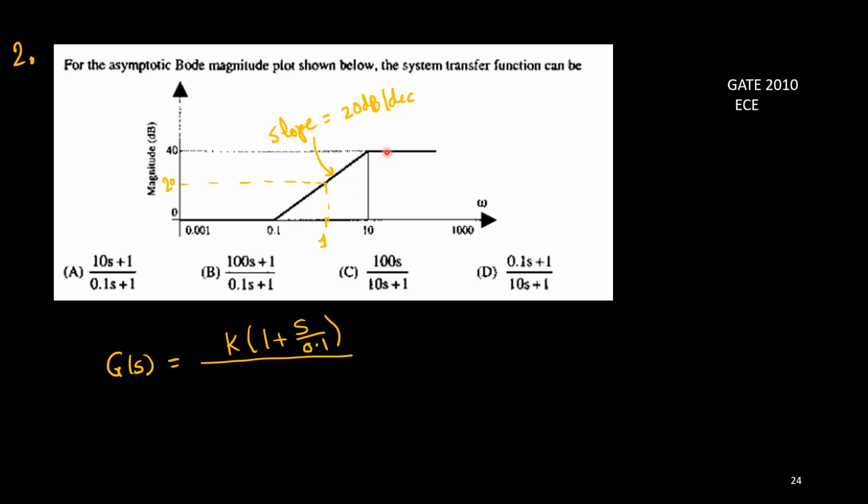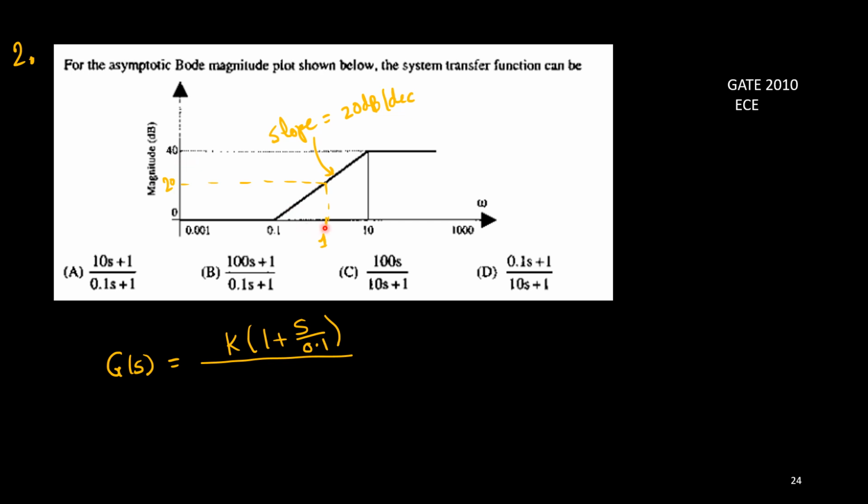So this slope we can find out. You see this value is omega equals 0.1 and that is equal to 10. So this increment is 100 times. 0.1 to 10, 10 by 0.1 means 100 times increment. And in that range the magnitude change is 0 to 40 dB change.